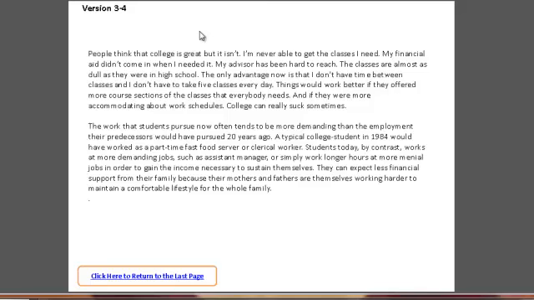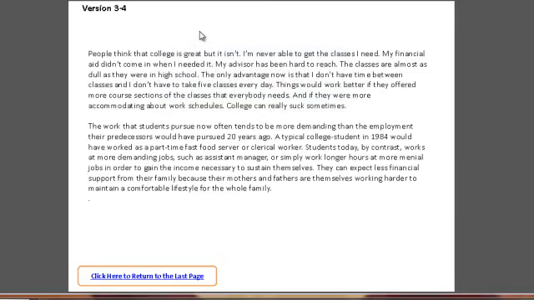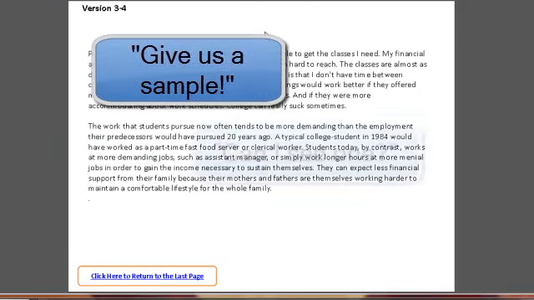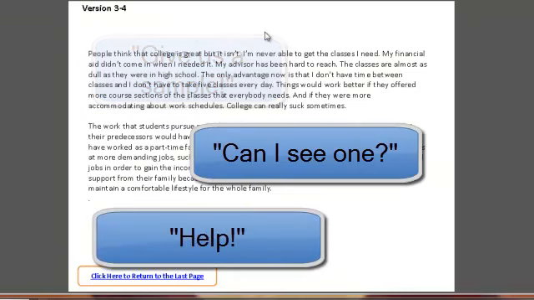And number 3, Rhet Sims are non-threatening. It's a higher level of engagement because students are not burdened with the initial generation of text. The text is there and they make the choices about it. One of the things that we often find with our developmental students is they say, well, give us a sample. We don't know what we're supposed to write. I don't understand the assignment.